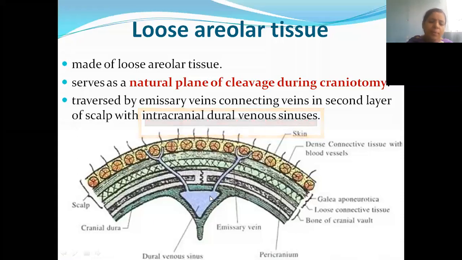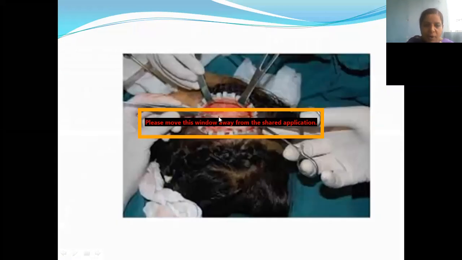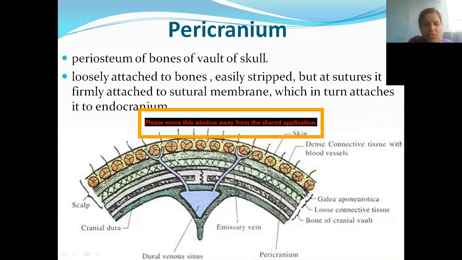Emissary veins are the veins which move from the intracranial cavity to outside. They traverse, connecting veins in the second layer of the scalp with intracranial dural venous sinuses. So this is one slide showing us a dissection, which is not very clear. I'll show you various pictures related to dissection at the end.